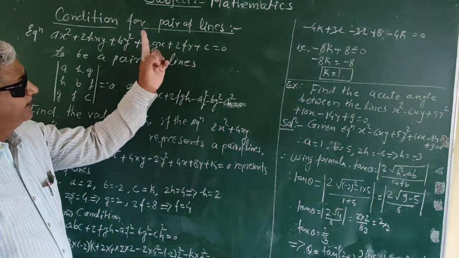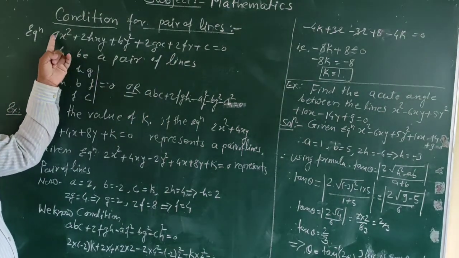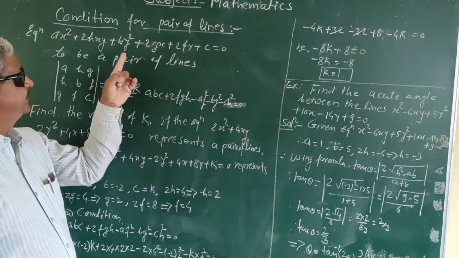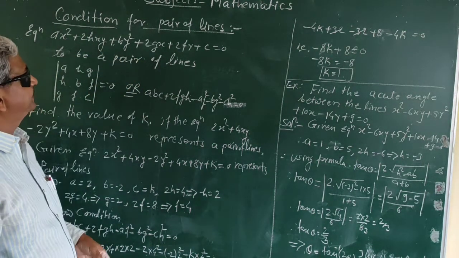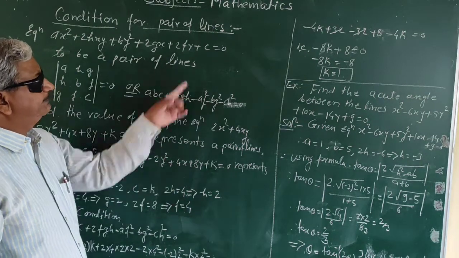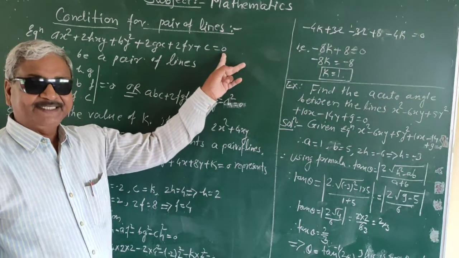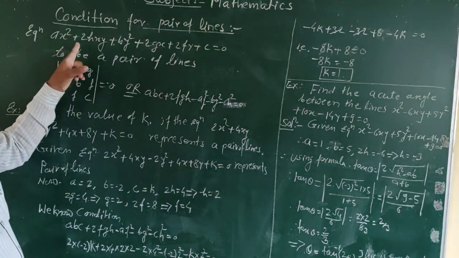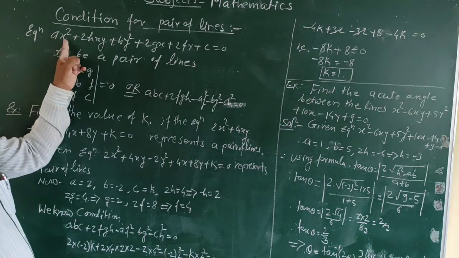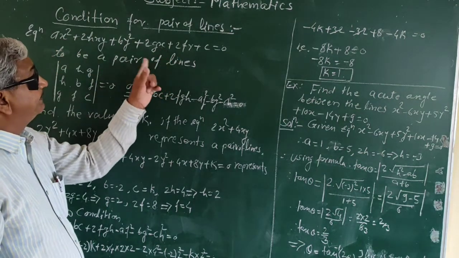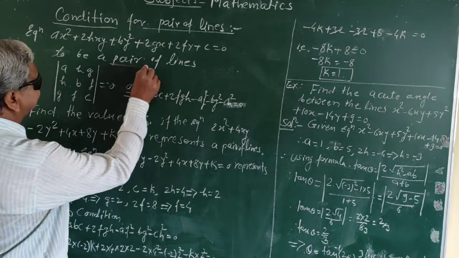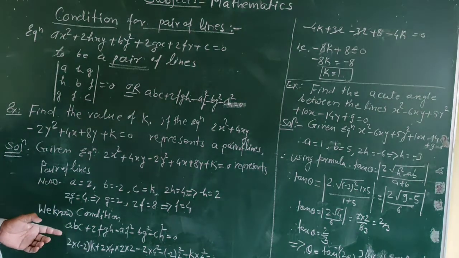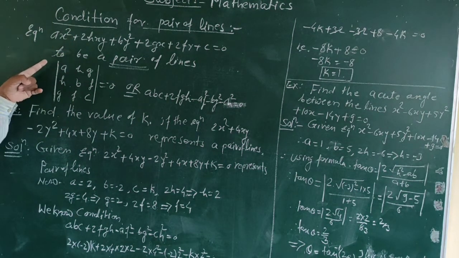So here we know that the general equation is ax² + 2hxy + by² + 2gx + 2fy + c = 0. This is the general equation of the pair of lines. Now here we want to show what is the condition for this equation to represent a pair of lines. What is the condition? So on this equation we obtain the condition.